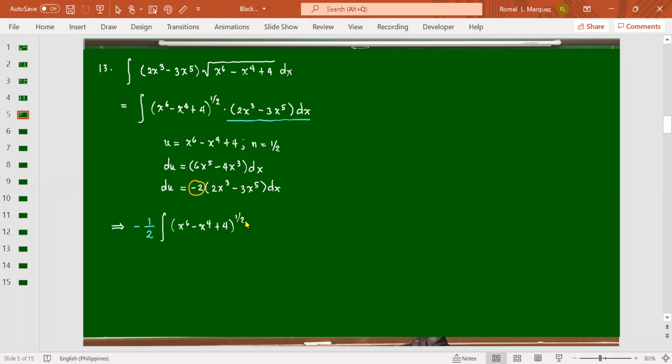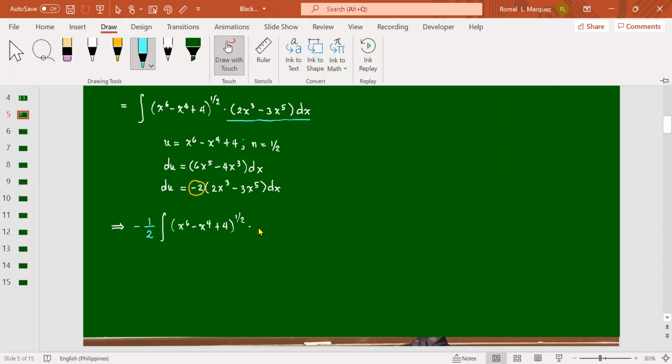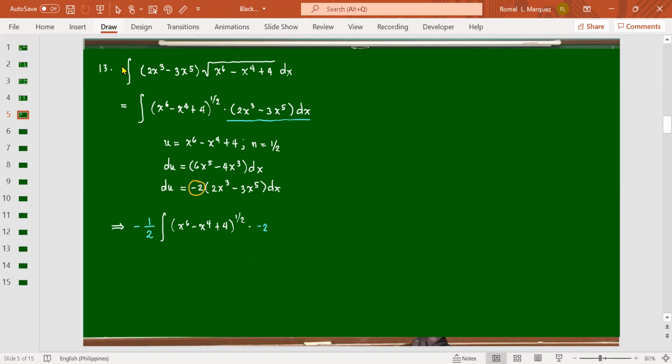we put negative 2, then copy. How do we read this now? Integral of u to the n du. What is the integral when it sounds like the integral of u to the n du? Negative 1/2, copy, u to the n plus 1.